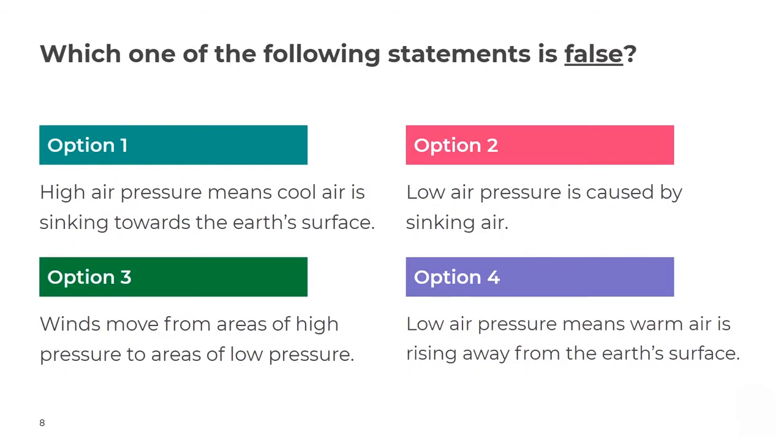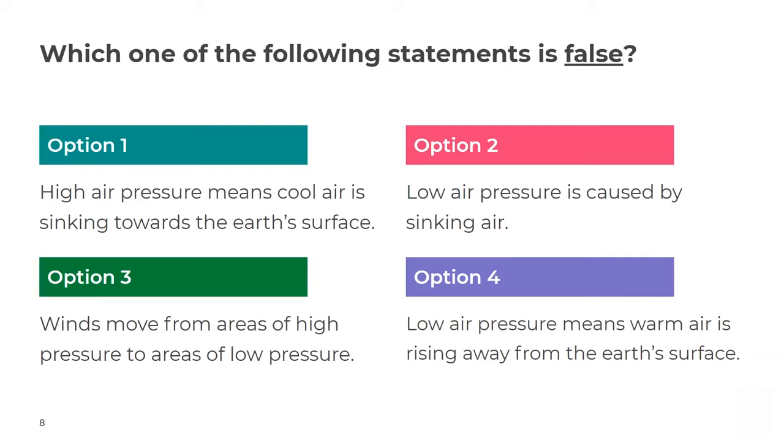So to ensure that we've understood high and low air pressure, I'd like you to decide which of these following statements you think is false. So option 1, high air pressure means cool air is sinking towards the Earth's surface. Option 2, low air pressure is caused by sinking air. Option 3, winds move from areas of high pressure to areas of low pressure. And option 4, low air pressure means warm air is rising away from the Earth's surface.